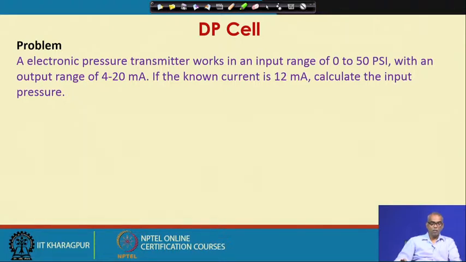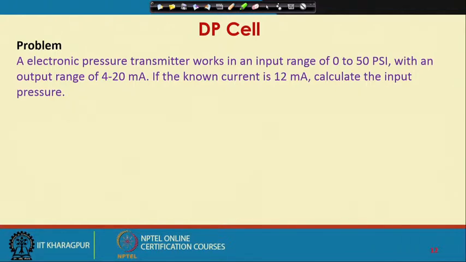Once again, our electronic pressure transmitter works in an input range of 0 to 50 psi with an output range of 4 to 20 milliampere. If the known current is 12 milliampere, calculate the input pressure. So, basically what is being asked is, 0 psi is related to 4 milliampere current, 50 psi is related to 20 milliampere current, then 12 milliampere is what?